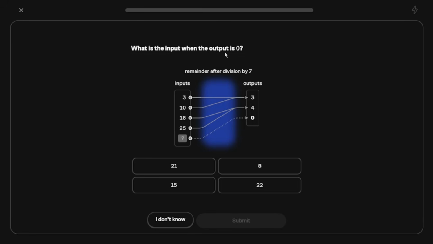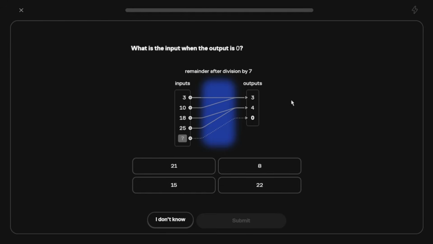So what is the input when the output is 0? We need to find out. This function is the remainder after division by 7. 3 can't be divided by 7, that's why it's equal to 3. 10 can be divided by 7, but it still has a remainder of 3. 18 also has a remainder of 4. 25 also has a remainder of 4. So what will have a remainder of 0?